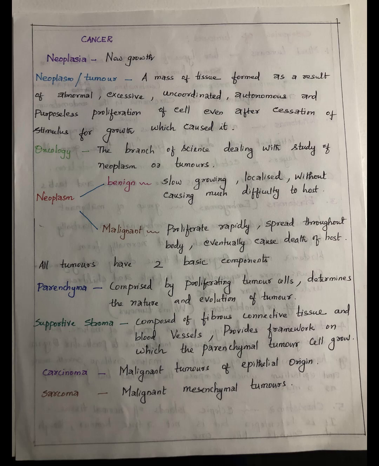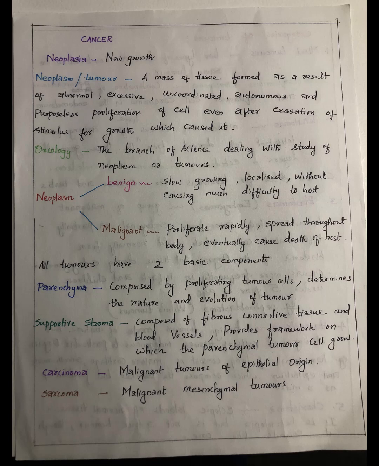All tumors have two basic components. The first one is parenchyma and the other is supportive stroma. Parenchyma has proliferating tumor cells. It tells the nature and evolution, that is the character and change or development of the tumor. Supportive stroma has fibrous connective tissue and blood vessels. It gives support or framework for parenchymal tumor cells to grow.